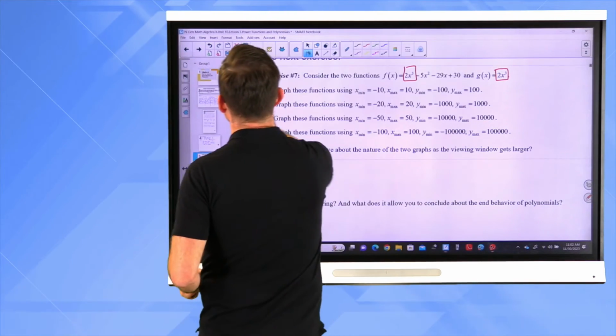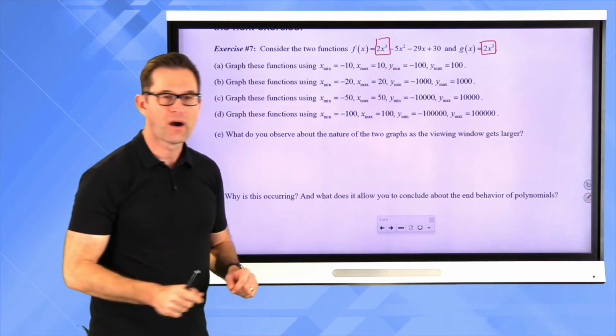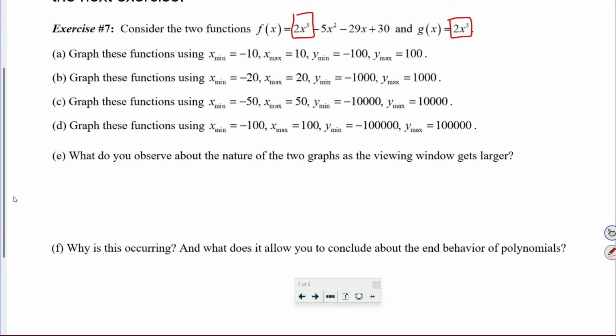So what is the point? Let's kind of get into this. All right, letter E. What do you observe about the nature of the two graphs as the viewing window gets larger?